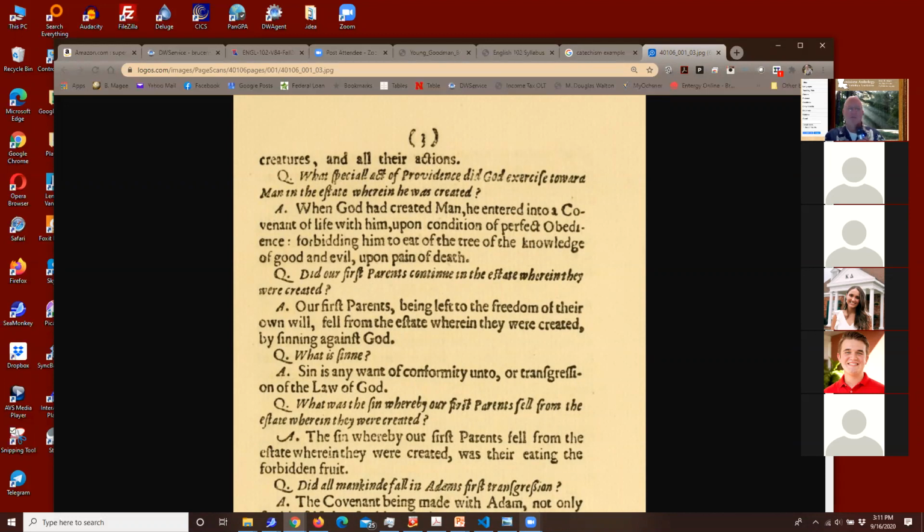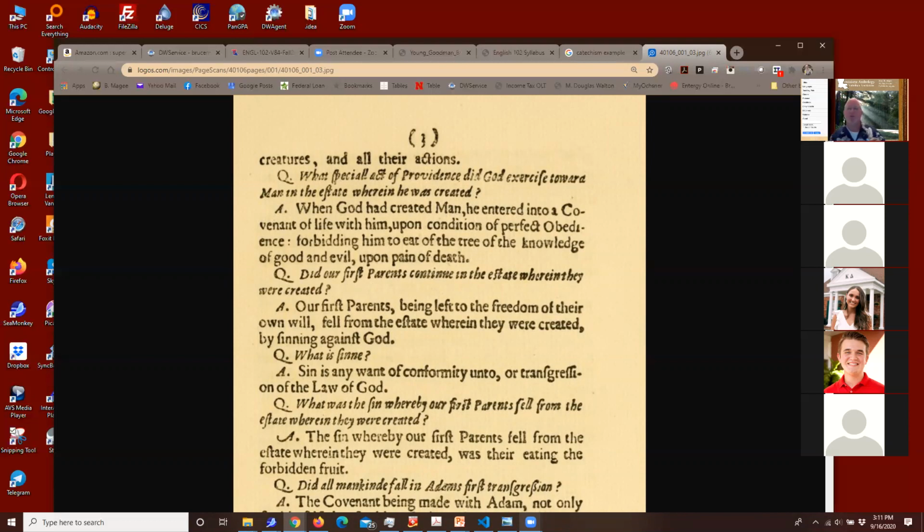Little girl, our first parents being left of the freedom of their own will, fell from that estate wherein they were created by sinning against God. Goody Clovis, what is sin? Little girl, sin is any want of conformity unto or transgression of the law of God, etc., etc.